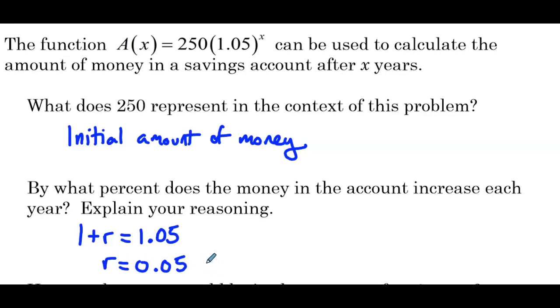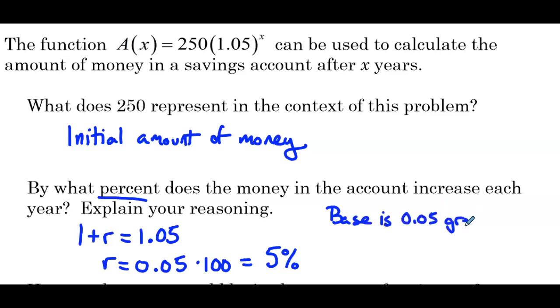Now this is the decimal equivalent of a percentage. We need a percent as an answer. So we have to take our decimal, multiply it by 100, and if we do that, we would get 5%. So the money is increasing by 5% each year. We're asked to explain our reasoning, so the simplest way is to say that the base is 0.05 greater than 1, which is 5%.